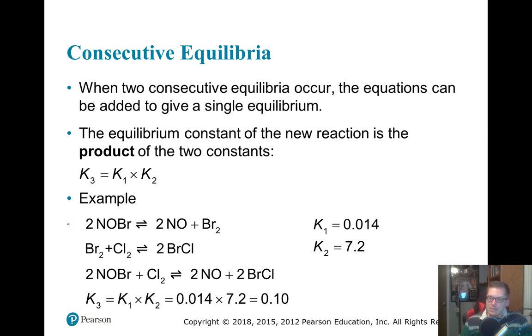So for example, we have this one here. We have 2NOBr in equilibrium with 2NO and Br2, and then that Br2 is being used in this equilibrium. All right, so you could almost look at this as a reaction mechanism a little bit. And if our overall reaction was simply taking these 2 together, our Br2s would cancel, and we'd have 2NOBr plus Cl2 in equilibrium with 2NO and 2BrCl. All right, so that makes sense. In order to get this overall equilibrium, we would simply take our K1 value times our K2, and so our K for this new reaction, K3, would be equal to this right here.